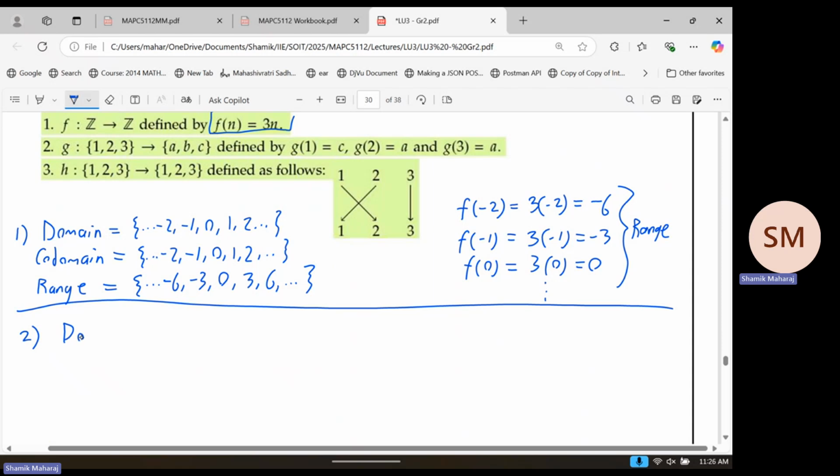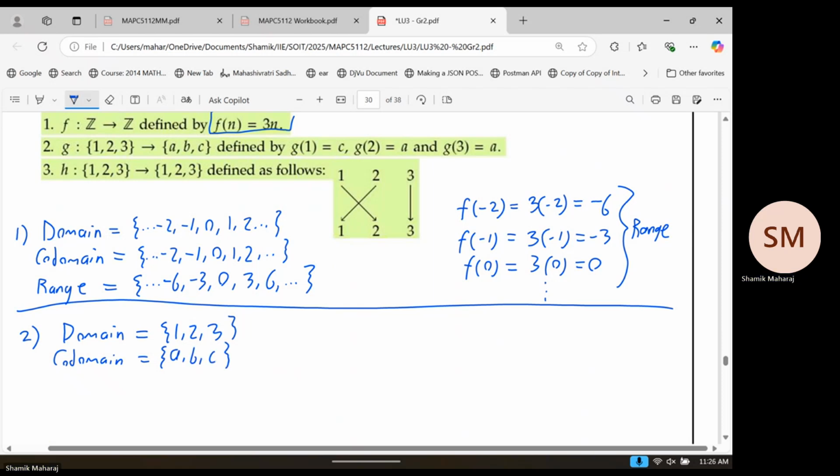Can anyone tell me what's the domain for this example? 1, 2, 3, exactly, right? That's all it is. You just read it from the example itself. It's the set 1, 2, 3. Perfect. By the same logic, can you guys tell me the codomain here? ABC, exactly. Thank you. It's just ABC.